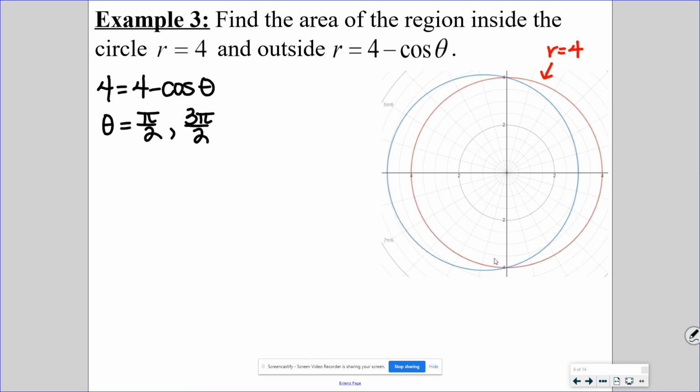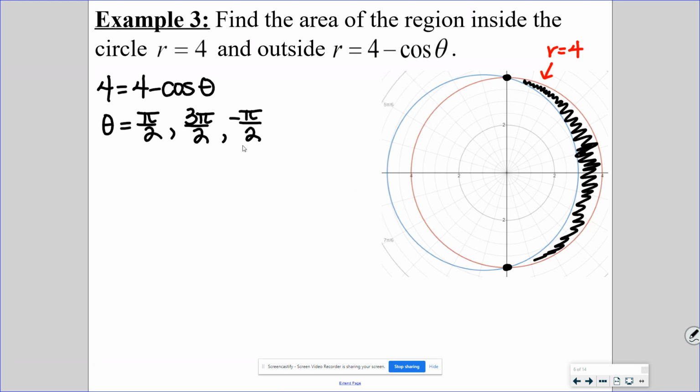Now, it would be super helpful to watch these things be graphed. So this is pi by 2, this is 3 pi by 2. Now, watch it graph and pay attention to the angle measurements. Also, remember, this could keep going. We could have negative pi by 2 and so on. So how do you know which one to use? Well, we want it to be inside the circle and outside of the 4 minus cos theta. So that would be like this area here, okay?